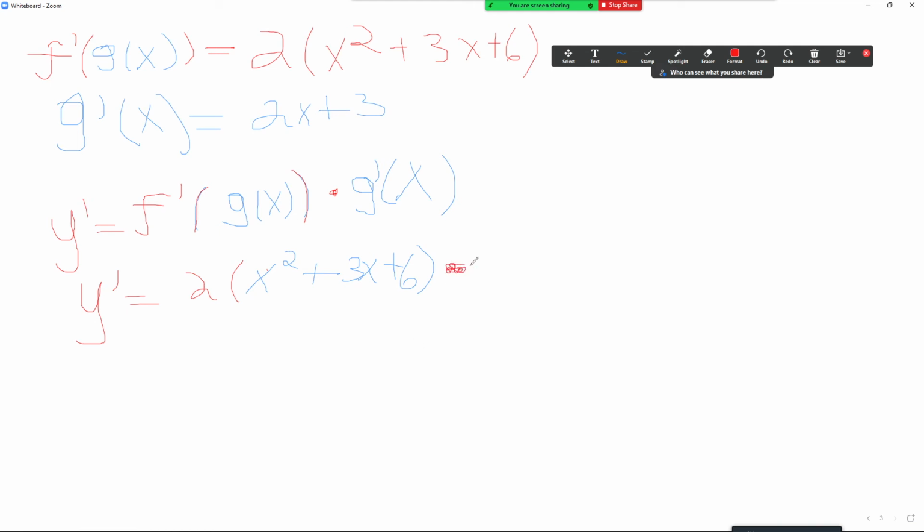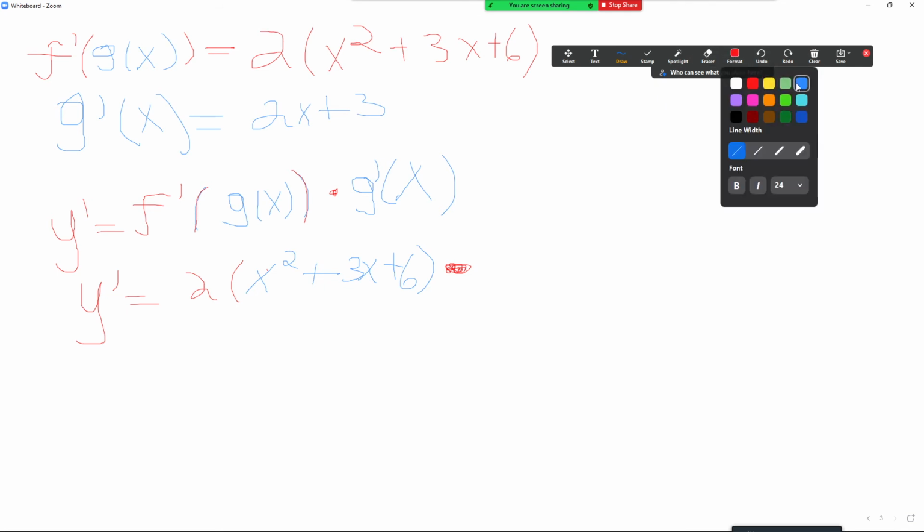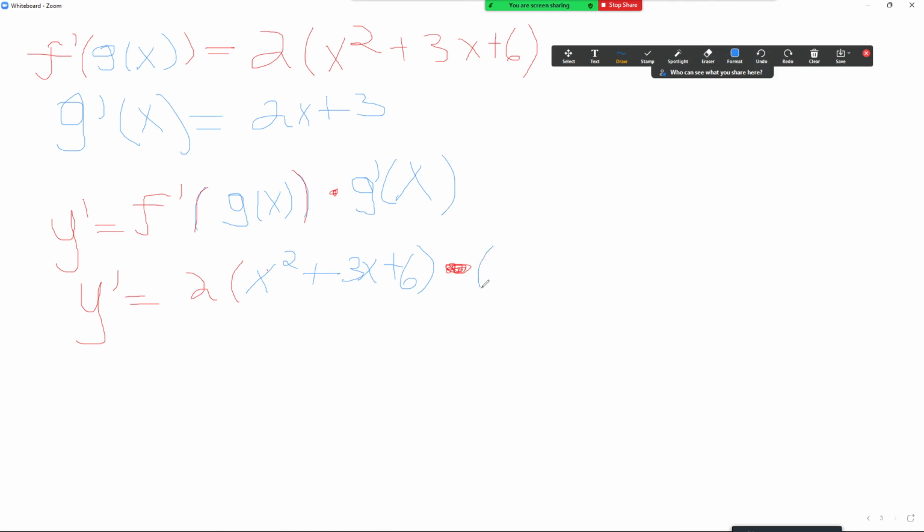multiplied by the derivative of your inside function, which is just 2x plus 3, and you're done. This represents the derivative of our function. And you could distribute to simplify more, but this would be an acceptable answer.